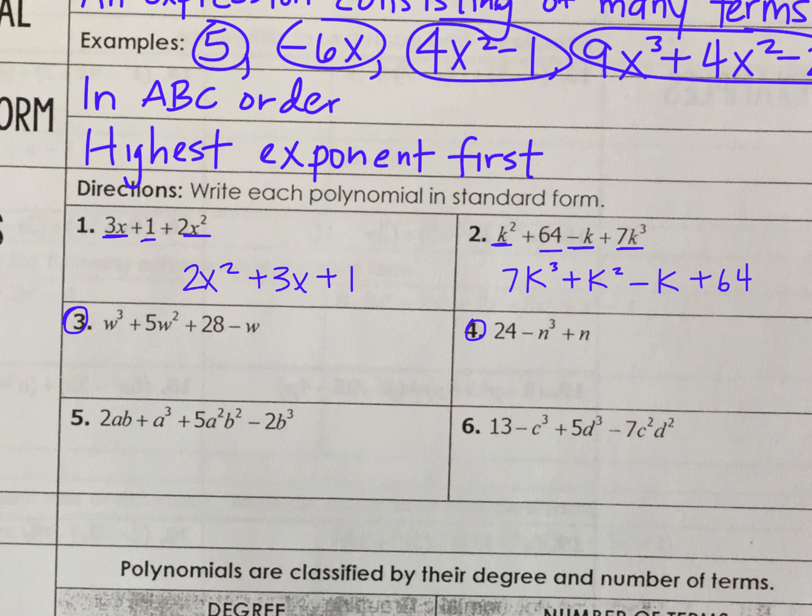So alphabetical order, we got A's and B's, so I have to look at the A's first. The biggest A is A to the third. The next would be A squared. The next A would be this 2AB. And this one would be last because it doesn't have an A at all. And don't forget to use that minus.